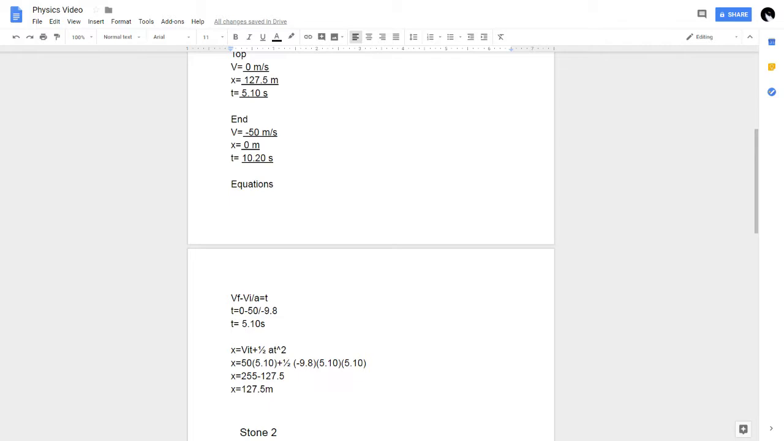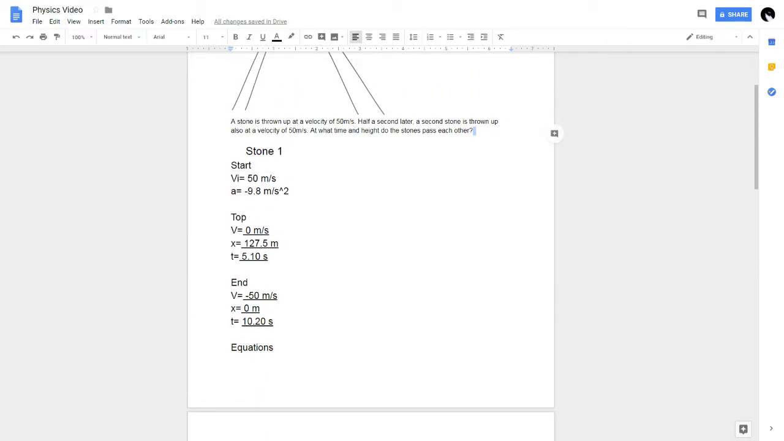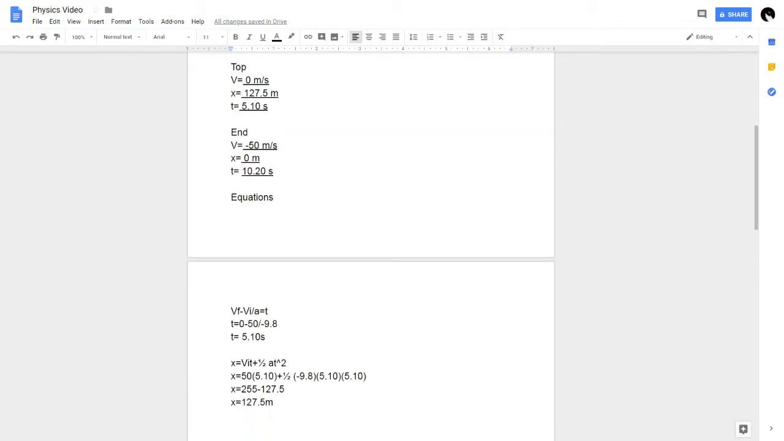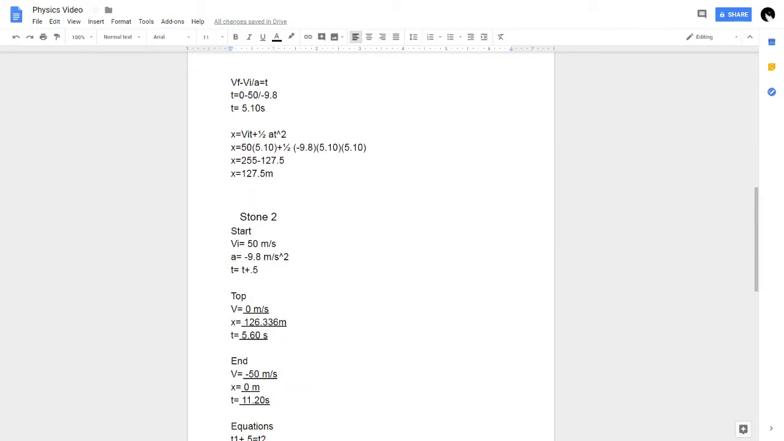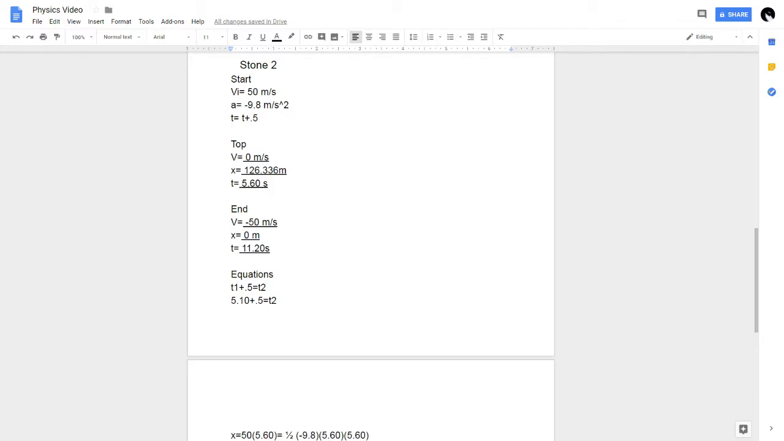And now with these, since we know the time at the top is 5.10, we could double it and get the time at the bottom is 10.20. And we also know since the initial velocity at the start is 50, the velocity at the end should be negative 50.